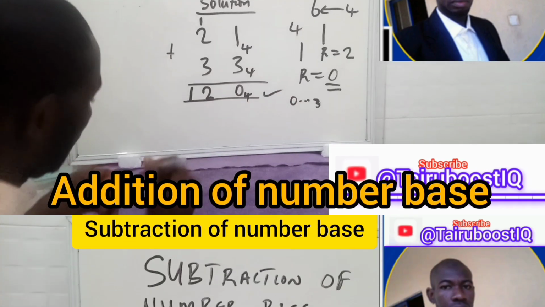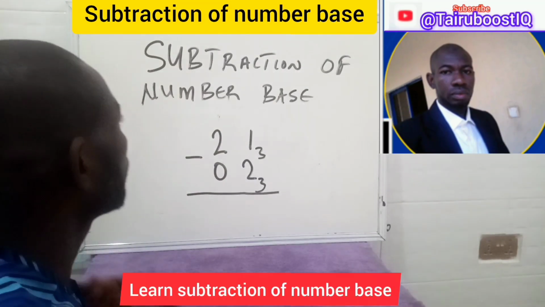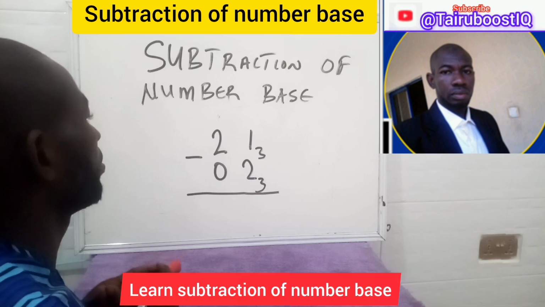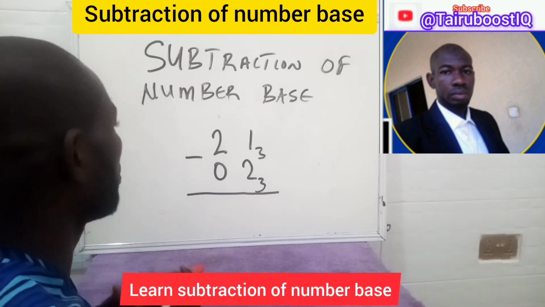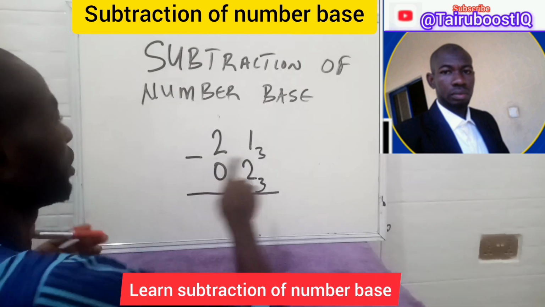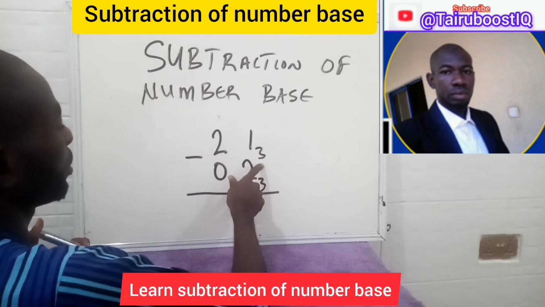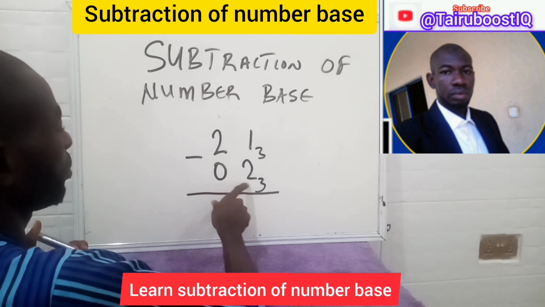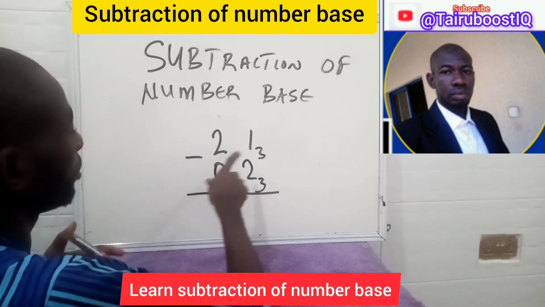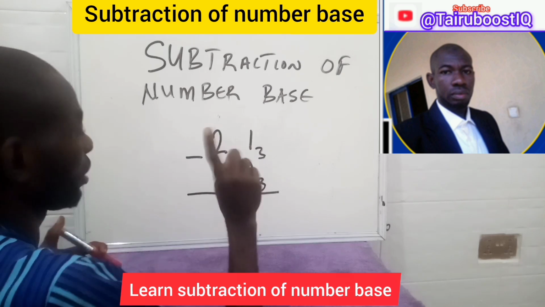In this question, we are going to look at subtraction of number bases. And in this question, we are mostly interested in the base. We are asked to subtract 02 in base 3 from 21 in base 3. But remember that 1 minus 2 cannot go.